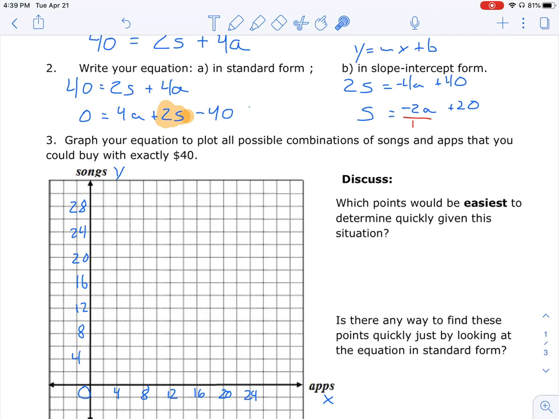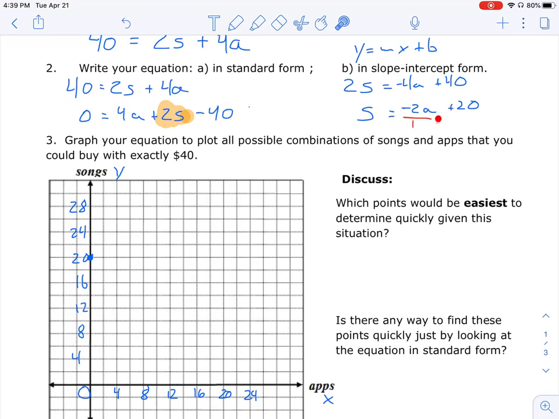So when I have no apps, when apps is 0, a becomes 0, so this whole thing goes away. What am I left with? Well, I'm left with song value is equal to 20. So my first point here is at 20. Now, I could sit here and plug in every single situation of however many apps I have and get an s value.